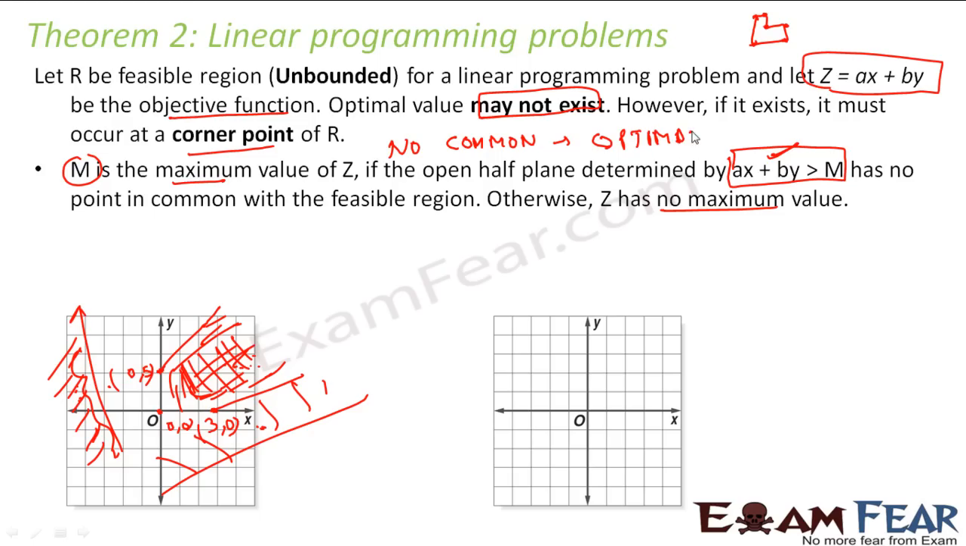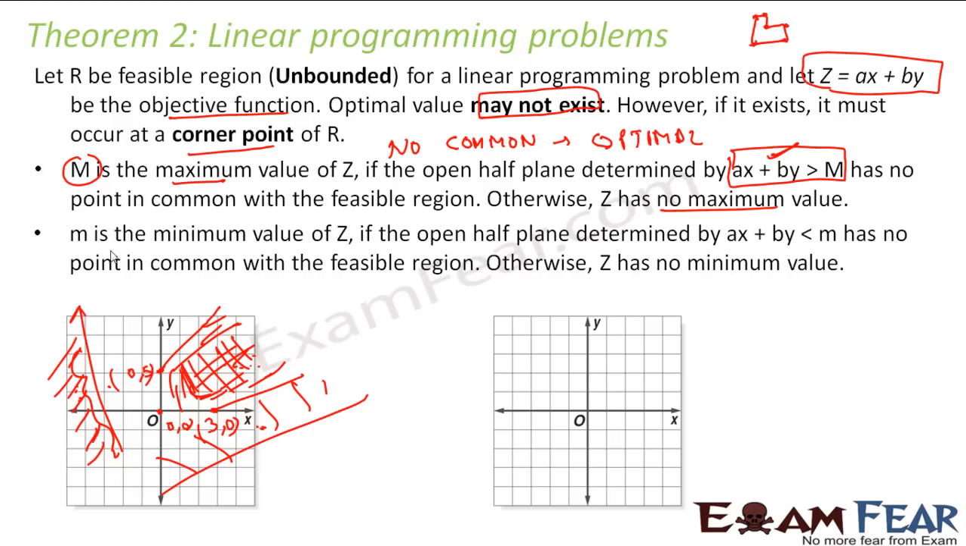In both cases actually. So in case of minima also, let's suppose m is the minimum value, then instead of greater than m, we take less than m. Please note, ax plus by was the objective function. So we try to find the equation for this. If there is no common point, that means yes, my m is the minimum value.